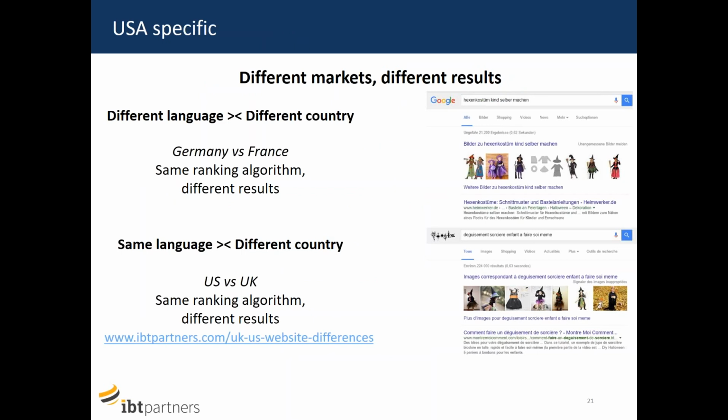Again, this is about how a website looks in the different markets. Obviously, a website looks very different if it's a different language. For example, a German website versus a French website. So it's the same ranking algorithm, but you get very different results because you have different languages. But if you have a US website versus a UK website, again, same ranking algorithm, but you will get different results here. Some of the obvious ones are things like vocabulary.